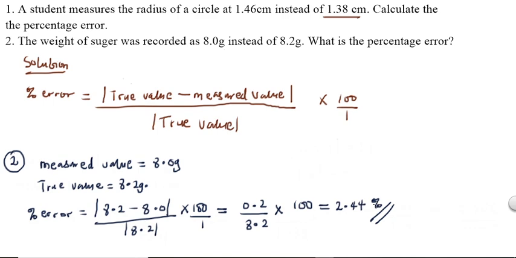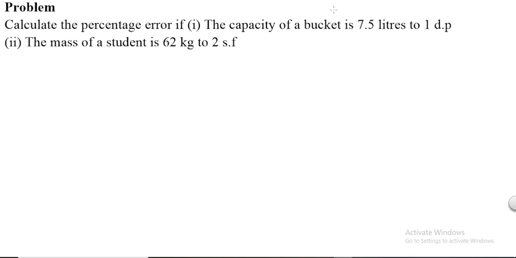Now this is a particular problem type in percentage error. There's also another kind of problem type that you deal with in percentage error. So let's look at them. So these are the particular questions I was telling you about. For the problem here, we are told to calculate the percentage error if the capacity of the bucket is 7.5 liters to 1 decimal place. I'll first write out solution.